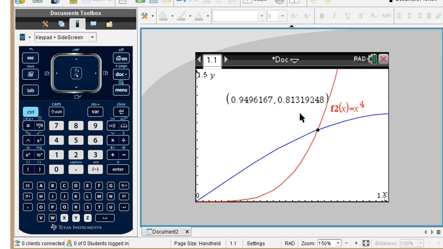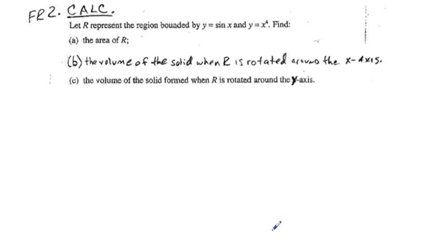Why 5 if we only need 3 for a final answer is because errors multiply as you go further. So anyway, I'm going to go over here and write these down, and we have our coordinate pair out to 5 decimal places: 0.94962, and for our y-coordinate, 0.81319. Okay, so that's what we're going to look at.